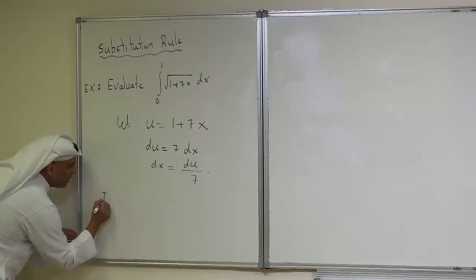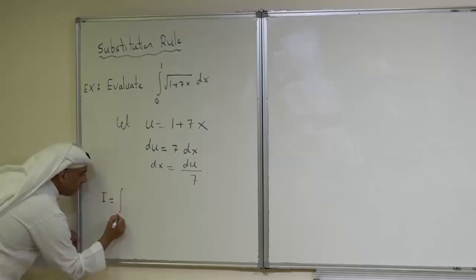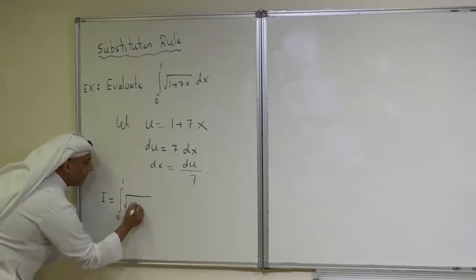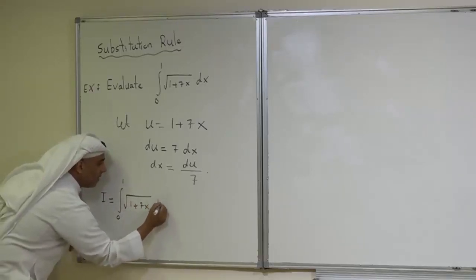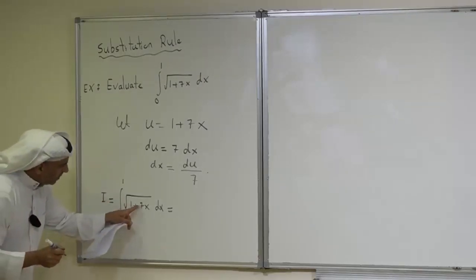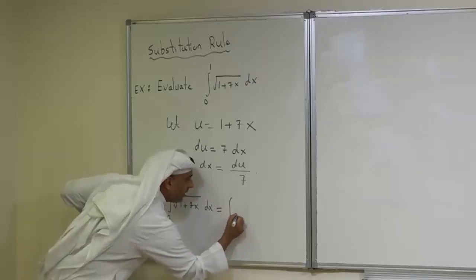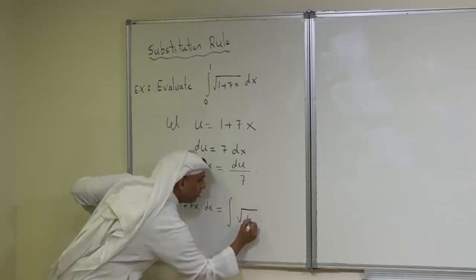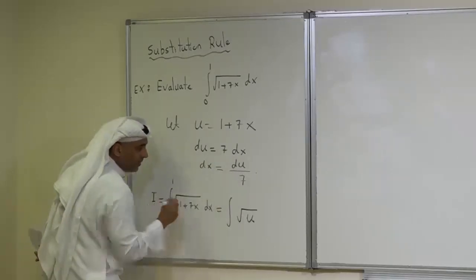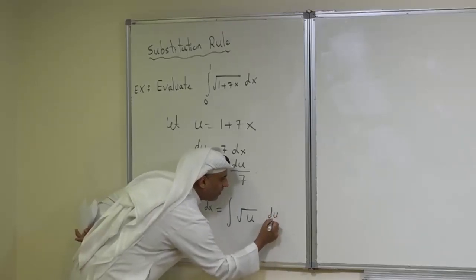Let's call it I. Our integral I is equal to the integral from 0 to 1 of radical 1 plus 7x dx. Now, changing everything, I will change 1 plus 7x and insert u. So that is the integral of radical u. I will replace dx, which is du over 7. So it is du over 7.